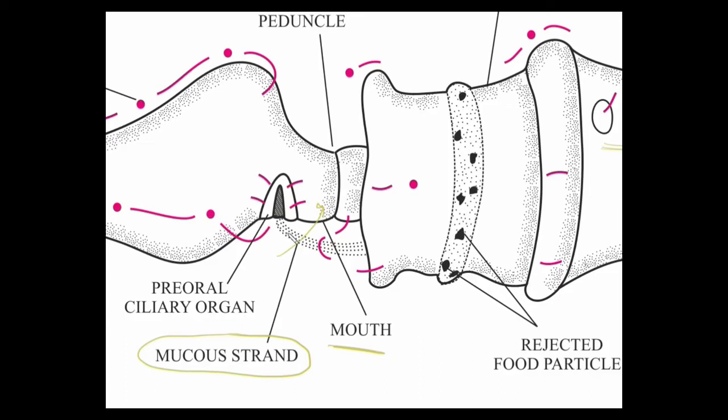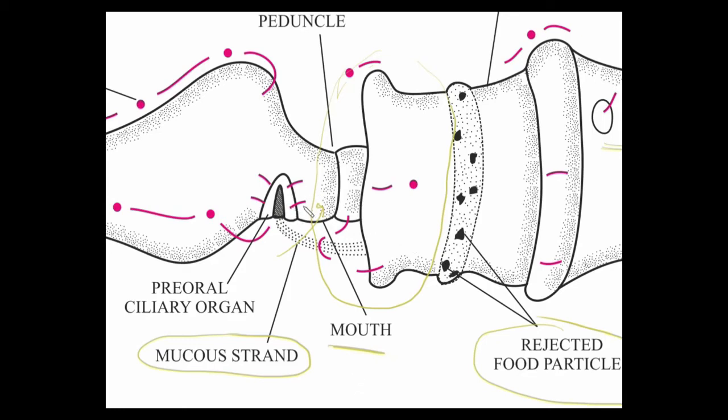If the quality of food is okay, then the food enters into the mouth, or otherwise the collarate. This is the collarate region. The collarate region helps in rejecting the food particles, and those rejected food particles arrange themselves along the collar. These are the rejected food particles which are later on thrown away from the body.